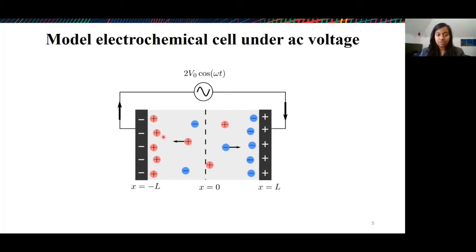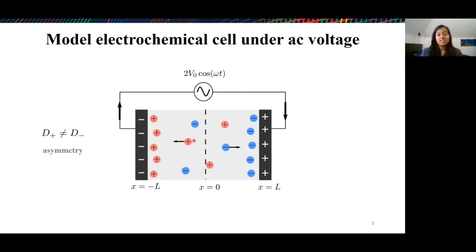Now I want to introduce a layer of complexity, which is that of asymmetry. So particularly, we want to consider the asymmetry in the diffusion coefficients of the ions. That is, the positive and negative ions have different diffusion coefficients, and they move at slightly different rates. So under an oscillating voltage, what this means is that these positive and negative ions are moving back and forth between the two oppositely charged electrodes, but they're doing that at slightly different rates.